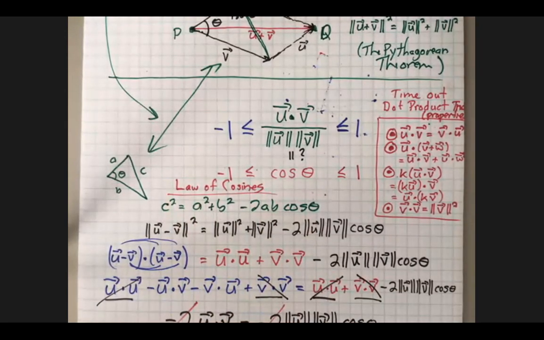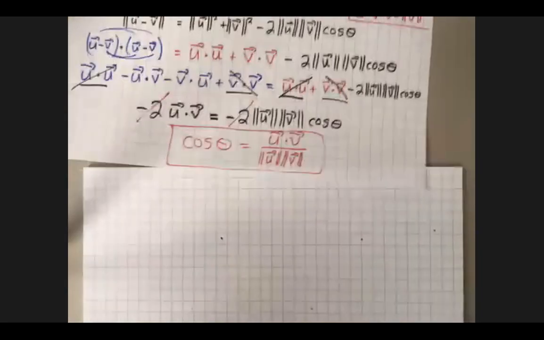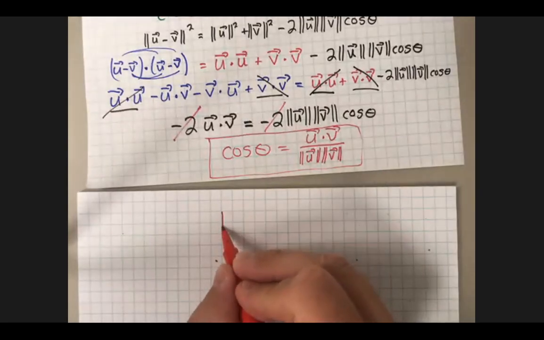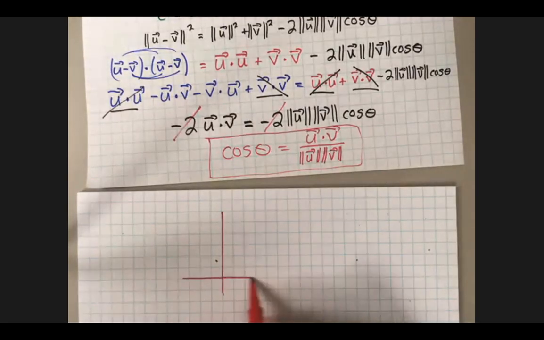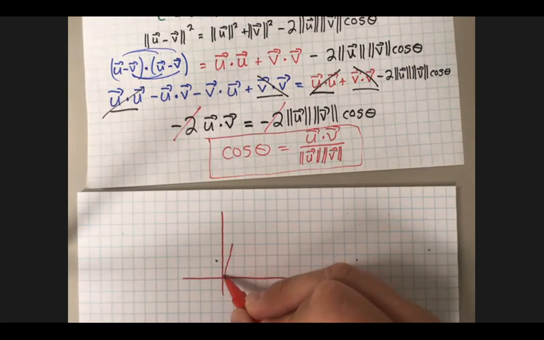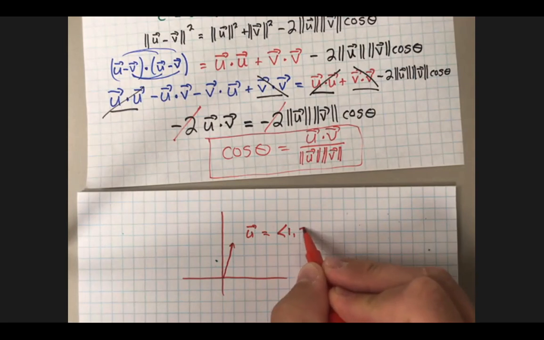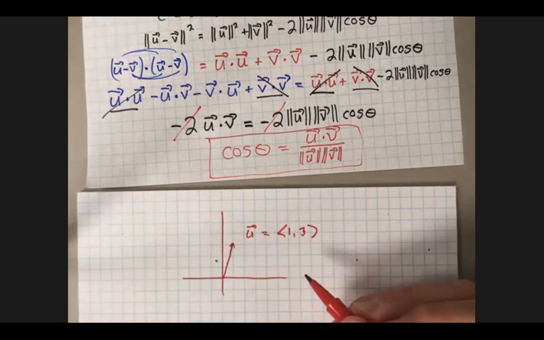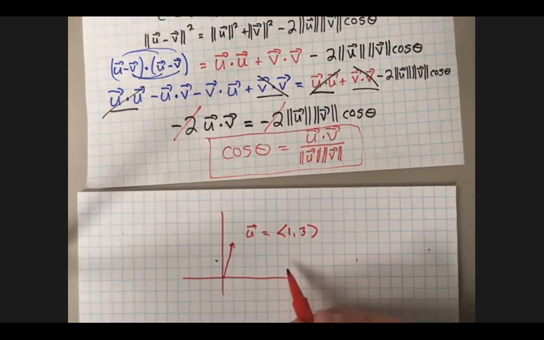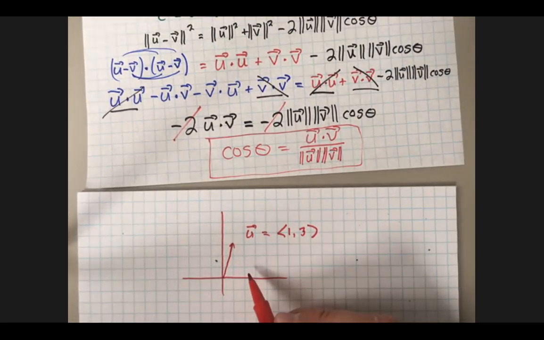So now I have this tool to measure angles exactly. So let's go back and pull up those two vectors. And one vector was 1 and 3, U equals 1, 3. We're gonna cut it off here in just a second. And another vector was 4 and -2.